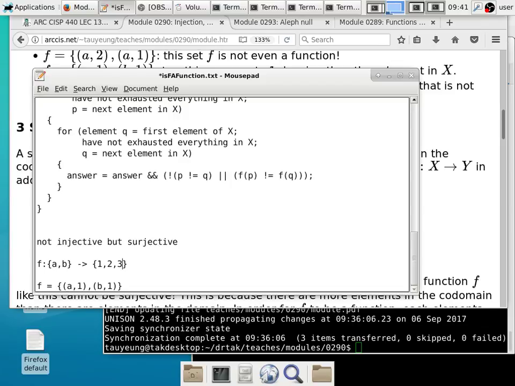Because you have more elements in the codomain than you have elements in the domain, you are guaranteed to have leftover elements in the codomain unmapped. So this will guarantee it is not surjective. It can be injective, but it is guaranteed not to be surjective.